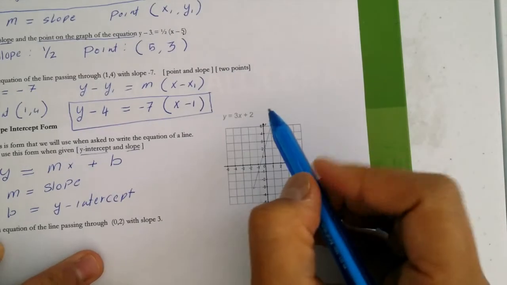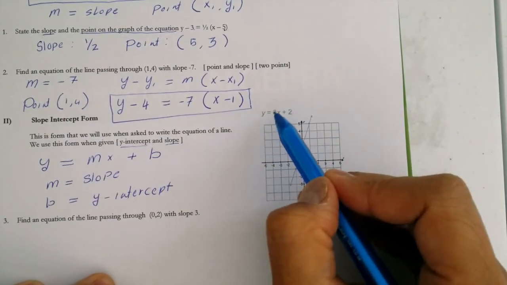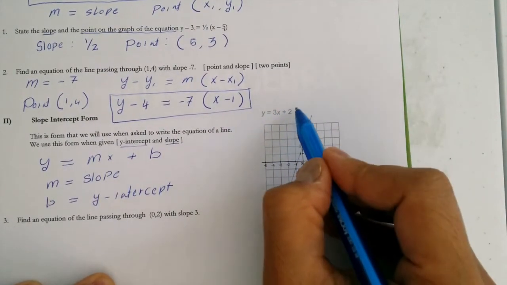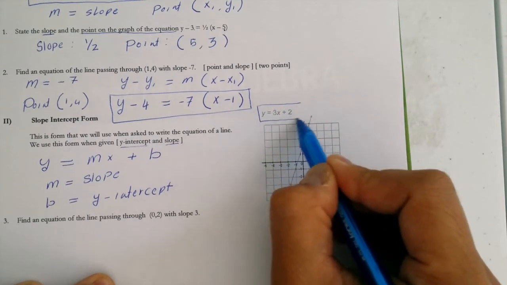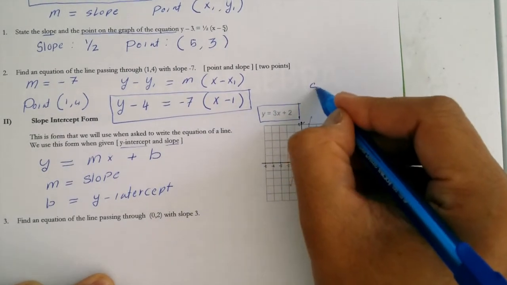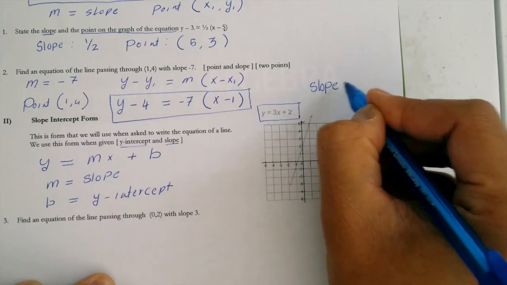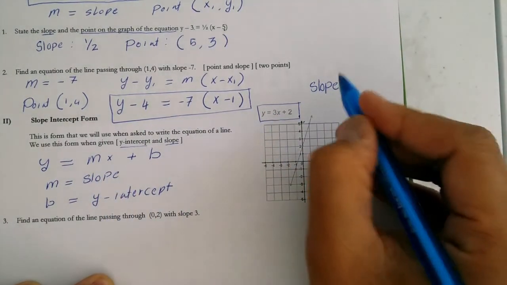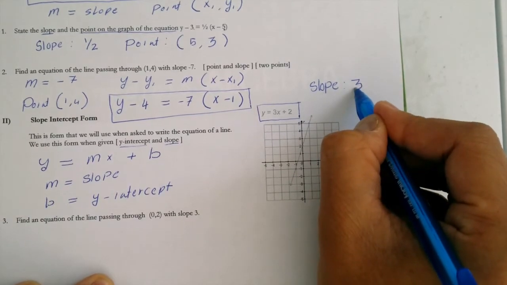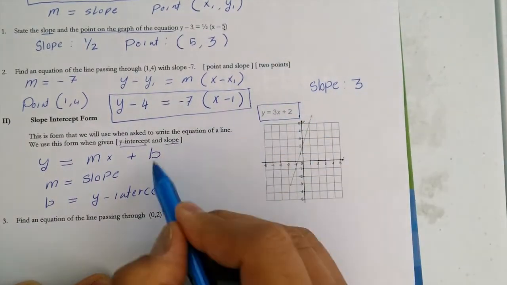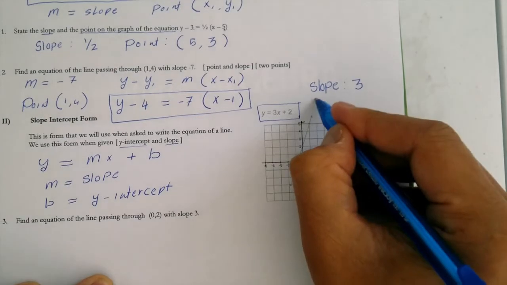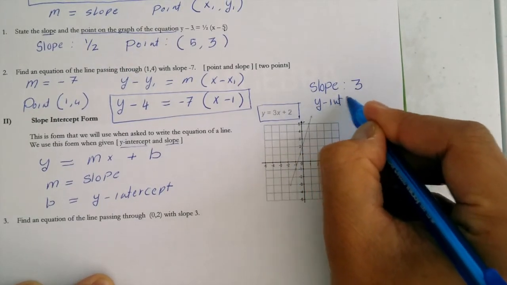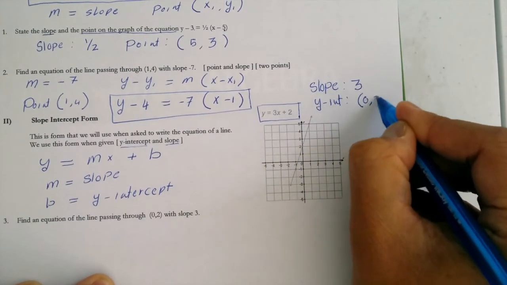This is an example of a slope-intercept form. By looking at the equation, we immediately know what the slope is because it is the number in front of the variable x. So it is 3. And we also know what the y-intercept is. The y-intercept is (0, 2).